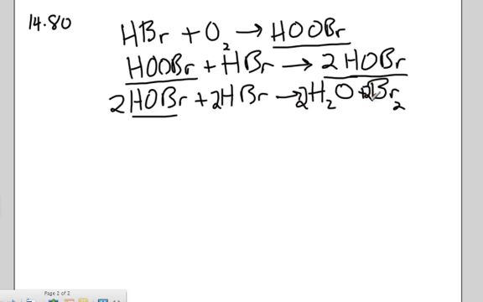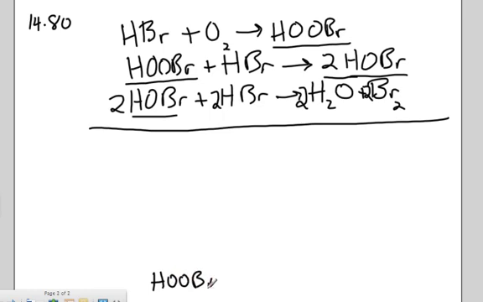So now we'll add it all together. And so we have 2 intermediates here. I'll put that down here. HOOBr and HOBr are intermediates. I'm just double checking what else was asked in this question.